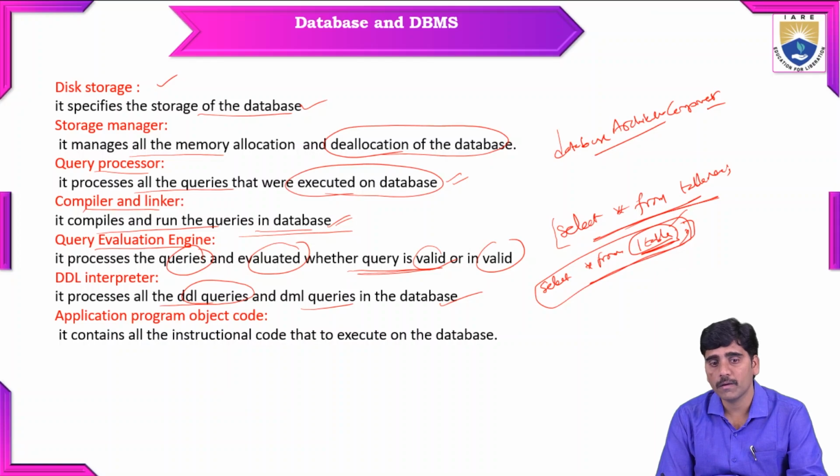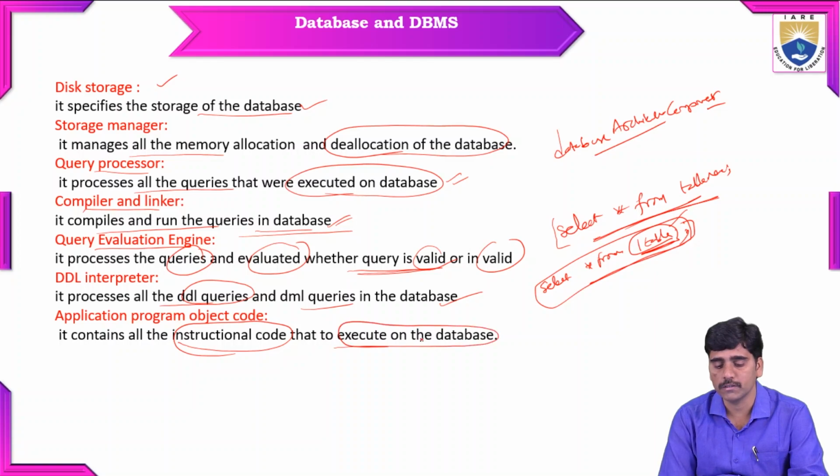And application program object code. It contains all the instructional code to execute on the database. So that is about application program object code. So these are all different types of architectural components that are used to manage the database software. Each and every one has its own importance.